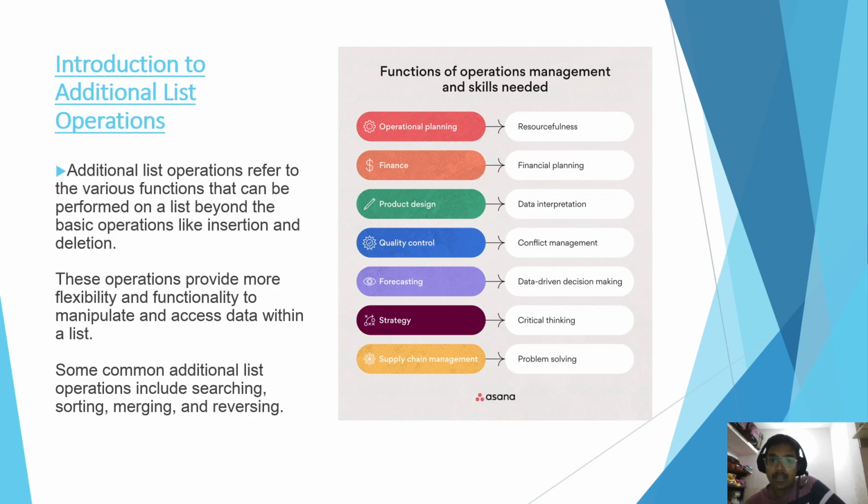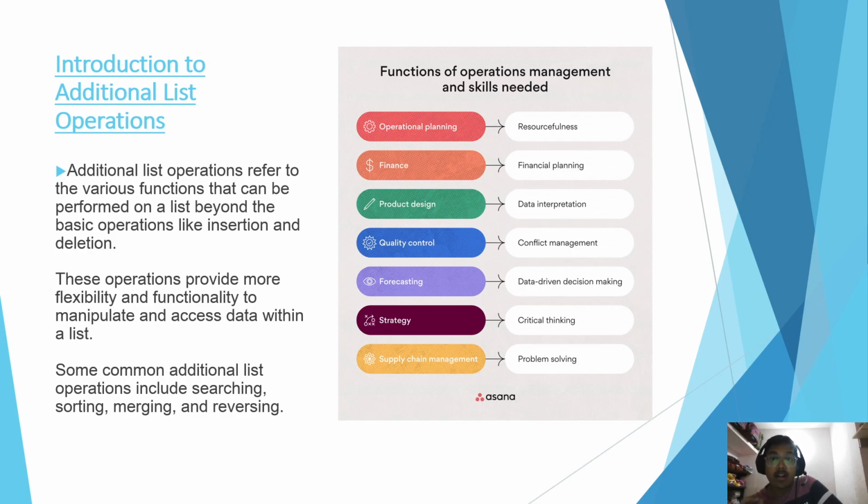You can see the image, right, which is provided by Asana. So, functions of operations management and skills needed, right? It is basically telling us where and what we do using our list in multiple fields, right? If it is operational planning, we use it for resourcefulness. If it is related to finance, we use this list for financial planning.